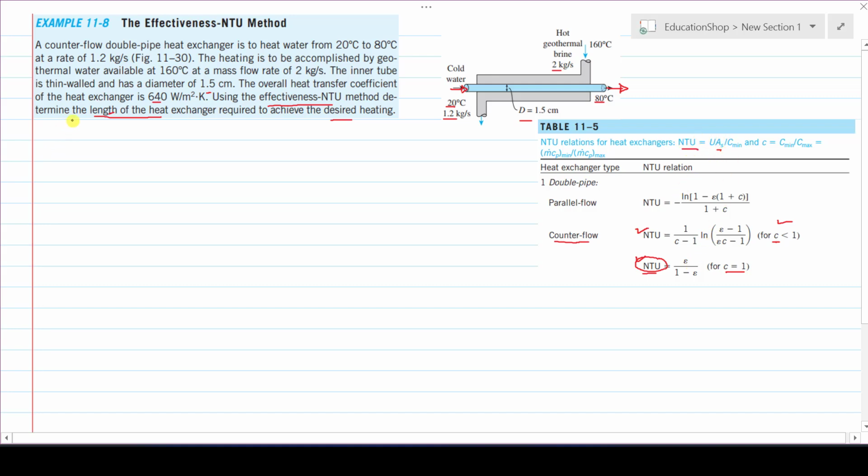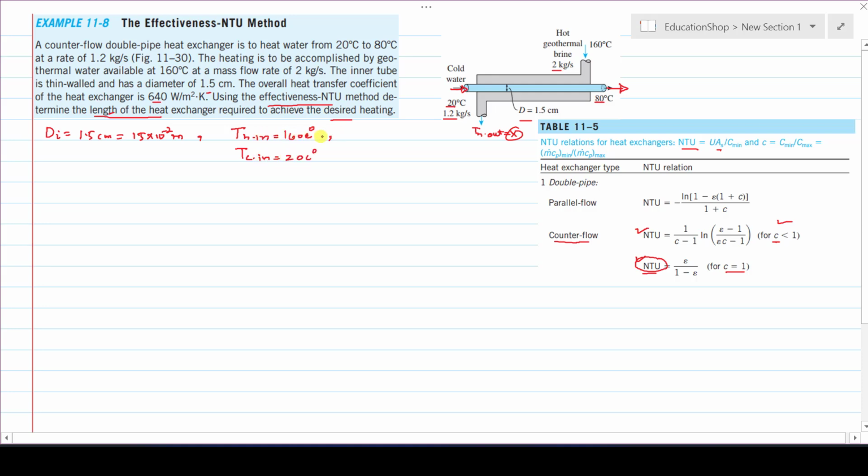Let me write the given data first. The inside diameter of the tube is 1.5 centimeter, in other words, 1.5 multiplied by 10 to the power minus 2 meter. The hot temperature in is 160 centigrade. The hot temperature out is not given. The cold temperature in is 20 centigrade.